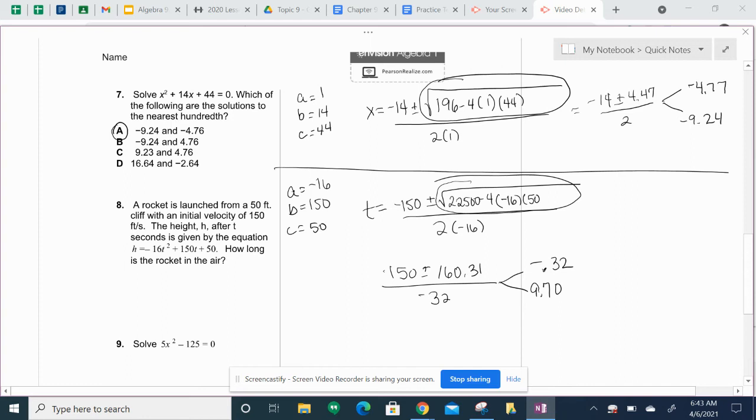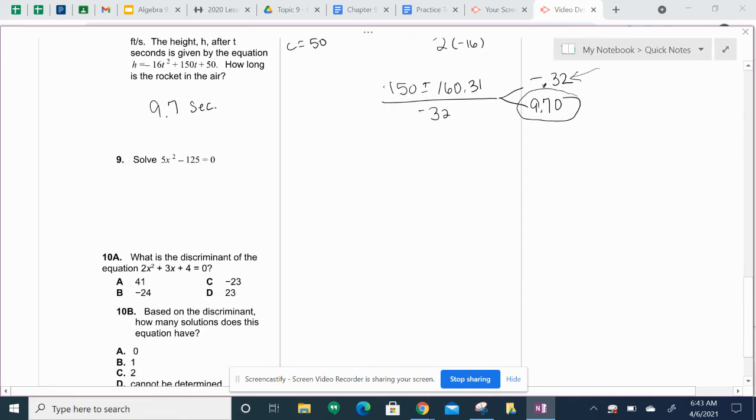So looking at these two times, remember we always get two answers, but looking at these two times, it doesn't make sense in this problem that the rocket was in the air negative time. So the only answer here that makes sense is the 9.7 seconds. So this rocket was in the air for about 9.7 seconds.